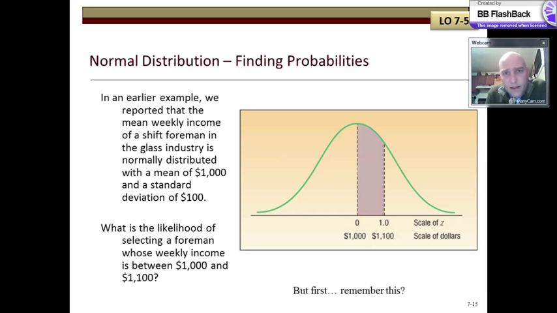In the case of this question, we're trying to find the answer to what's the probability that if I select one of these foremen at random, this person makes between $1,000 and $1,100. That's a question we might ask. Hey, we asked it. How do we answer this question, though?